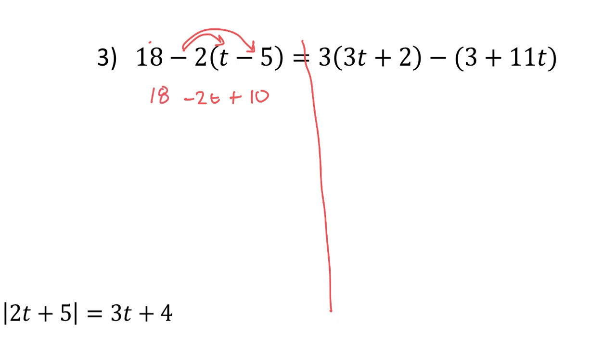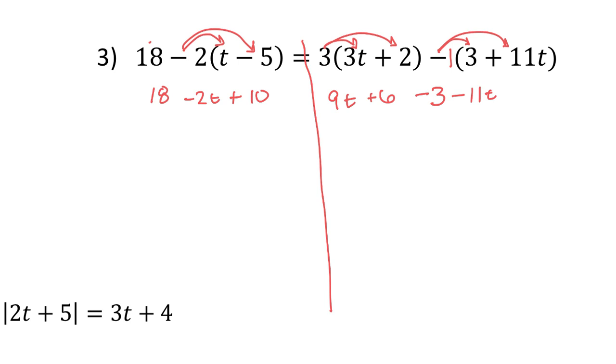On the right side, we're going to do 3 times 3t, and that gives us 9t. Distribute 3 times 2, that gives us plus 6. Here we have, again, negative 1, so we distribute negative 1 times 3 gives us negative 3. Negative 1 times 11t gives us minus 11t.